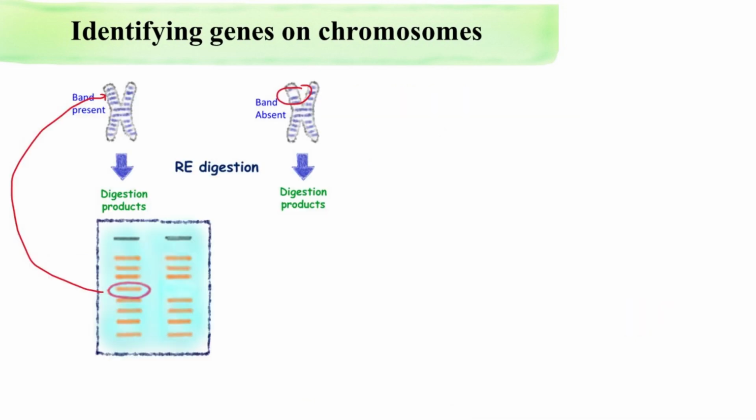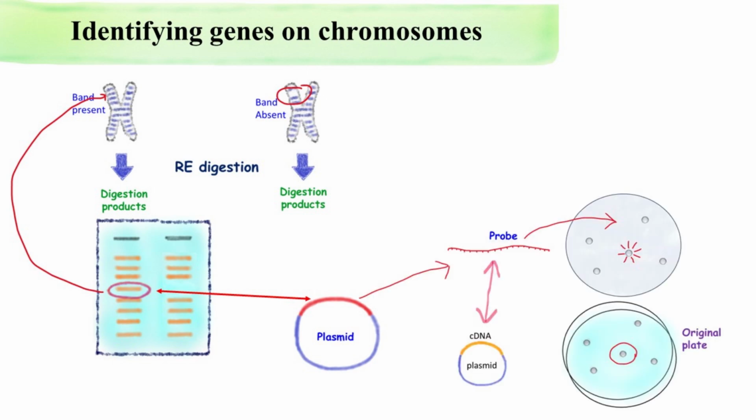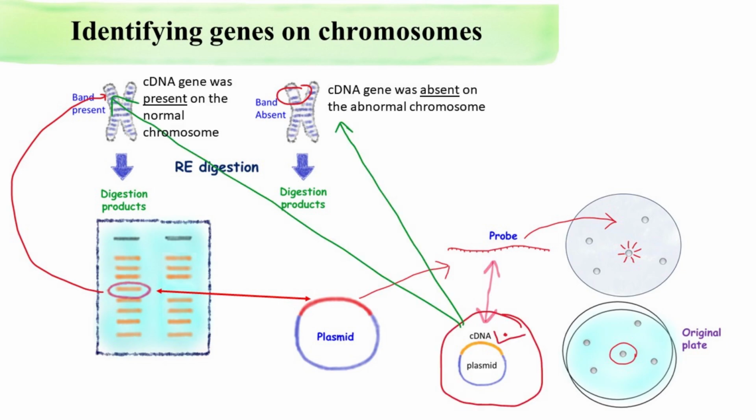So, to summarize, we first isolate the band that was present in the normal chromosome but absent in the abnormal one. This band is ligated into the plasmid and used as a probe to identify the cDNA. The cDNA represents the gene that was absent in the abnormal chromosome but present in the normal one. Since cDNA is maintained in the plasmid, the protein product made by the cDNA can be purified and used for further studies. So, this is how the genes present on the chromosome are identified.